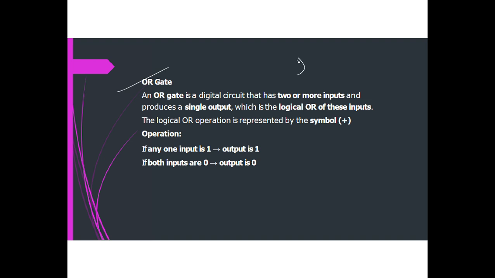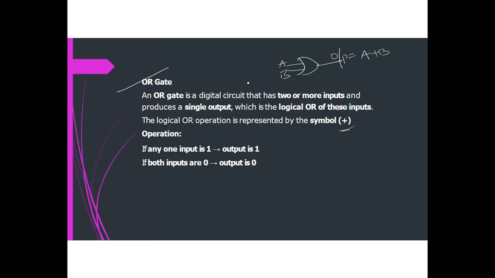It also considers the OR gate symbol, which looks like this. It also takes 2 or more inputs. Here I will draw a 2-input OR gate, A plus B. We can represent it with the plus sign, and it produces a single output, which is the logical OR of these inputs.